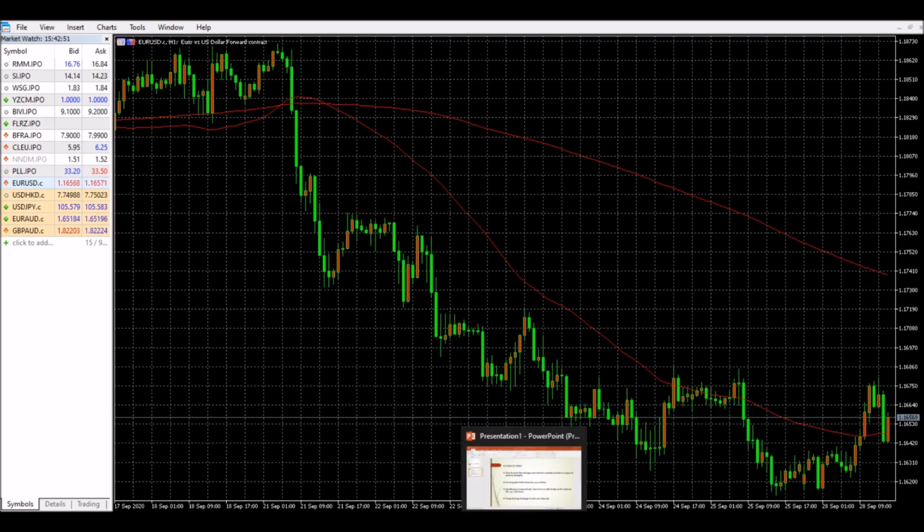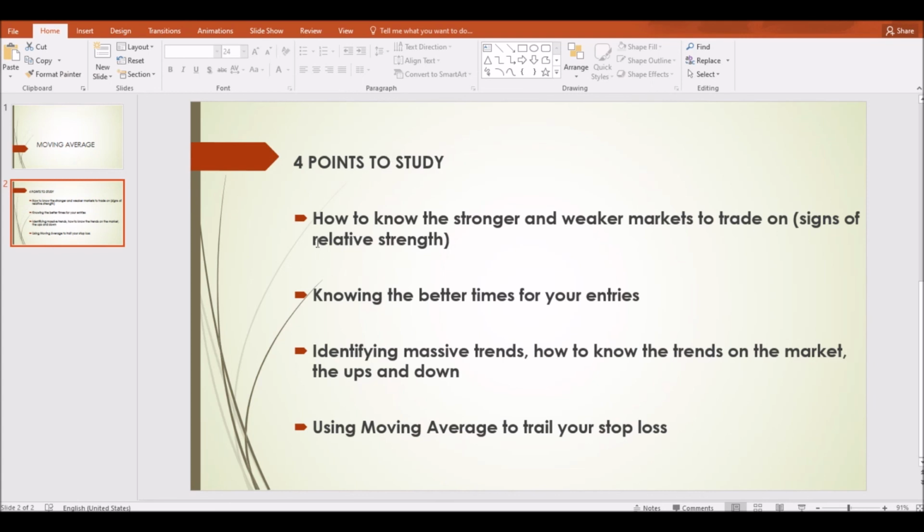I believe we've been able to talk about the 4 points: how to know the stronger and weaker markets, knowing the better times for your entries, identifying massive trends, and then using the moving average to trail your stop loss. Yes, guys, so this is it for now.